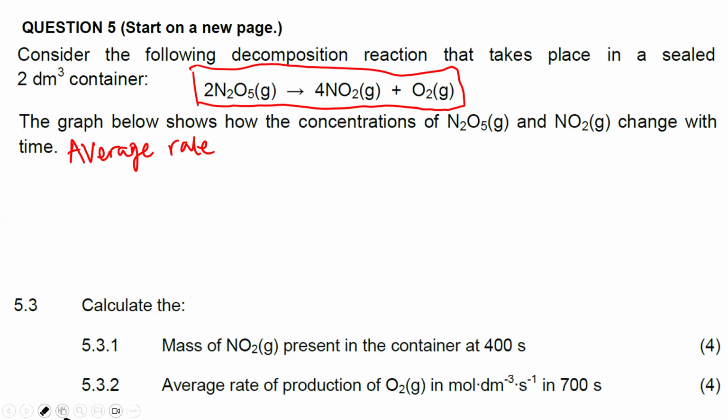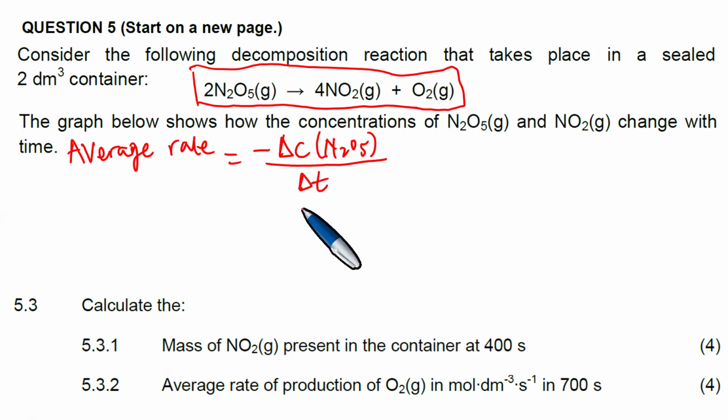Want to write a formula here? It becomes the negative of the change in concentration of N2O5 divided by the change in time. So the average rate of production of oxygen.